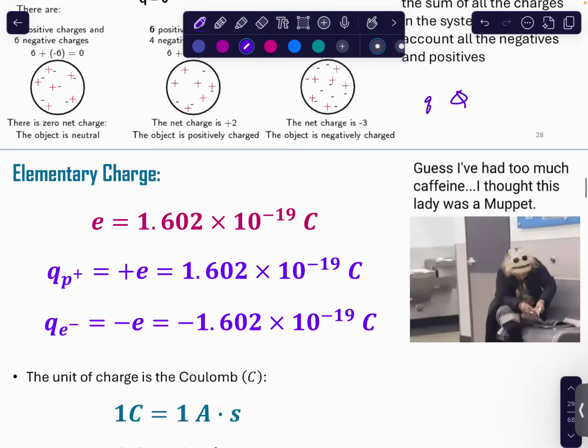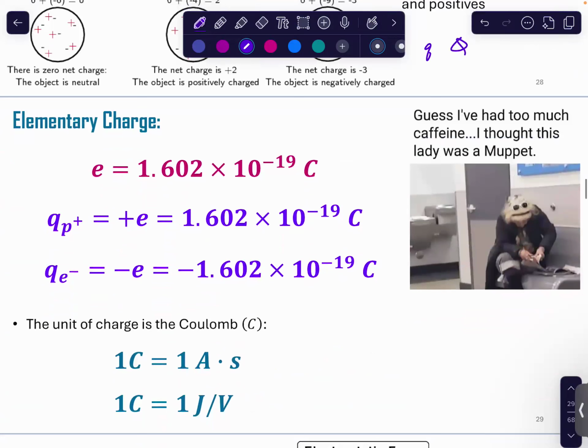The elementary charge. Who remembers seeing this? The elementary charge is the charge of, like you've used it before, it's the charge of what? Protons and electrons. 1.602 times 10 to the negative 19th. What is C? Coulombs. That is your SI unit for charge.